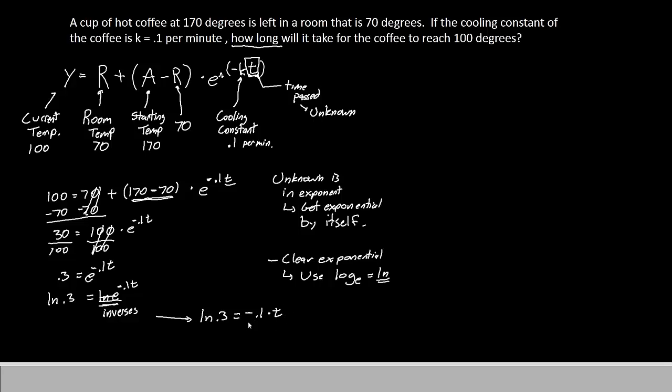Now all we have to do is divide both sides by the negative 0.1. So our answer will be t equals ln of 0.3 divided by negative 0.1. If we do the math in a calculator, our t will be equal to 12.04. Now, remember that our cooling constant was per minute, so our time will be 12.04 minutes. And there you have it. That's your answer.